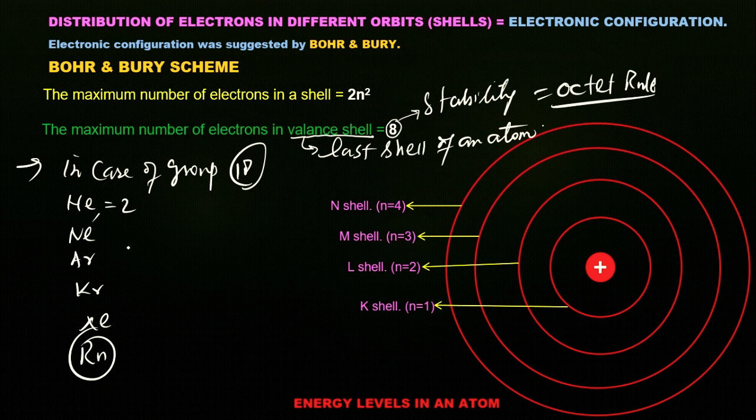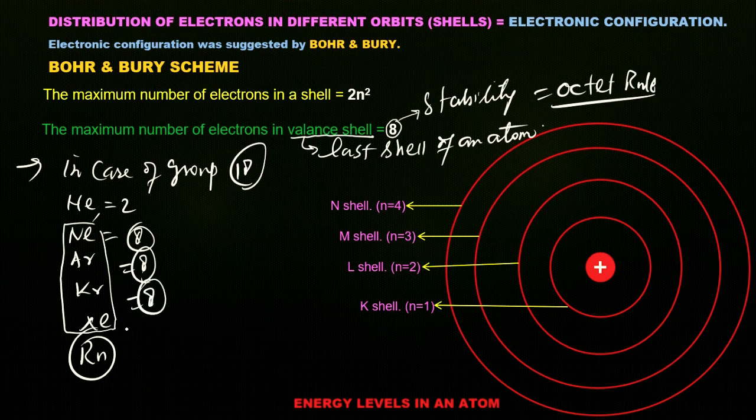Helium has 2 electrons in its last shell, and after that, every atom of noble gases, be it neon, argon, krypton, or xenon, has 8 electrons in its last shell. So they are unreactive, or we can say they are inert, they do not react. So it has been considered that having 8 electrons in the last shell, or acquiring noble gas configuration, is the criterion for stability of an atom. That is why the maximum number of electrons in the last shell can be 8.